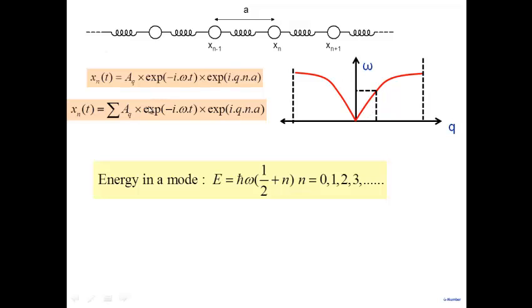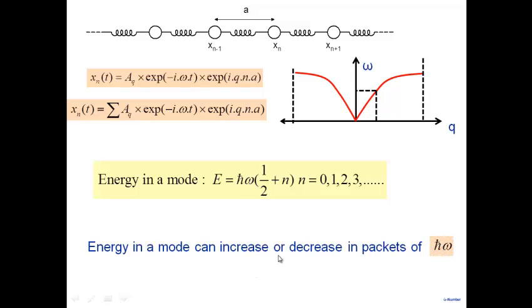This classical expression says A can be anything, starting from 0 to a very large value; it can vary continuously. But quantum mechanics tells us that the energy here cannot change continuously, but can only change in packets. And energy in a mode can increase or decrease in packets of h bar omega. You can imagine these packets of energy are what we call phonons.